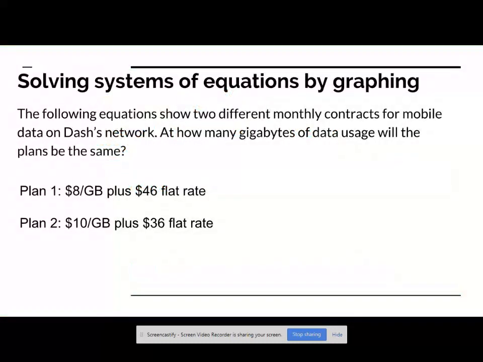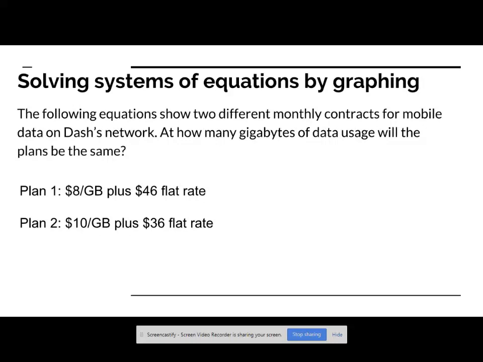So solving a system of equations, there are three basic ways of doing this. One is by graphing. One is called the addition method or the elimination method, depending on which text you look at. And one is called the substitution method. So we're going to look at those three different ways. I'm going to start with graphing a system of linear equations.